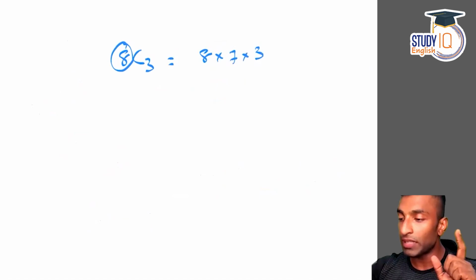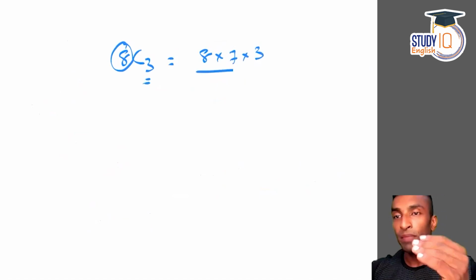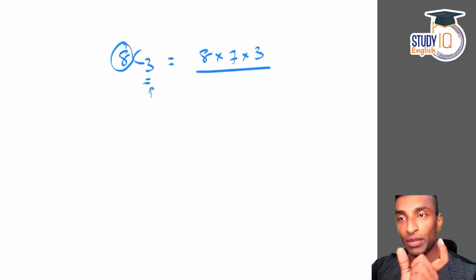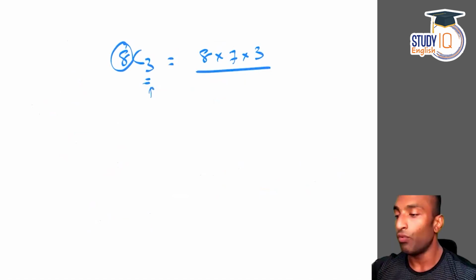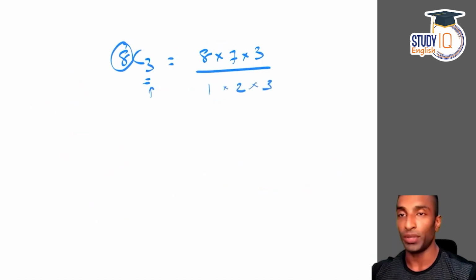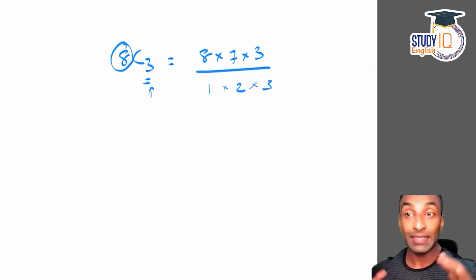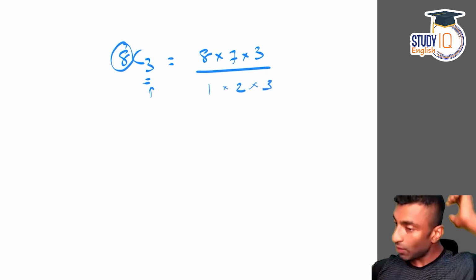Why 3 previous terms? Because this is 3. Divided by, this is 3. So you'll go for 3 factorial: 1, 2, 3. First 3 terms. 1, 2, 3. Multiplied by 1, 2, 3. So this is how you do the C calculation. This calculation is done like this.